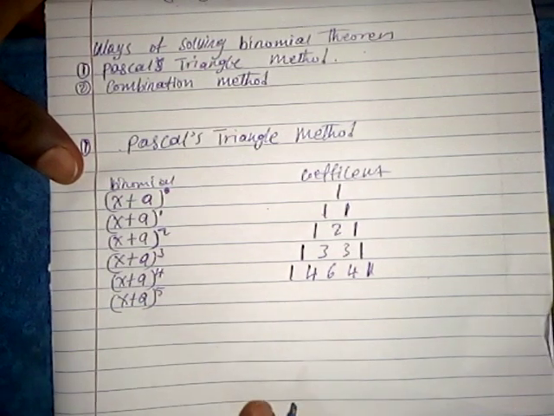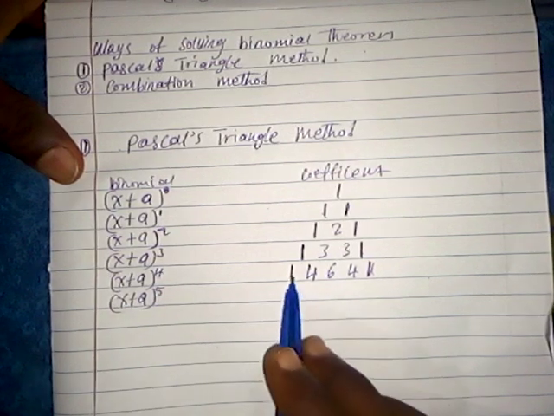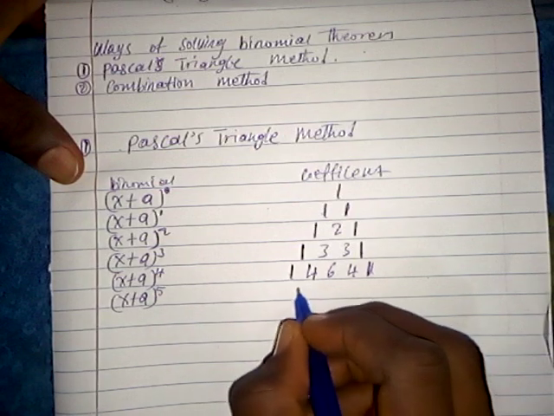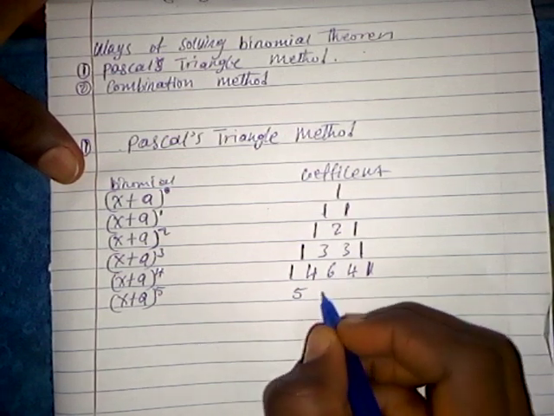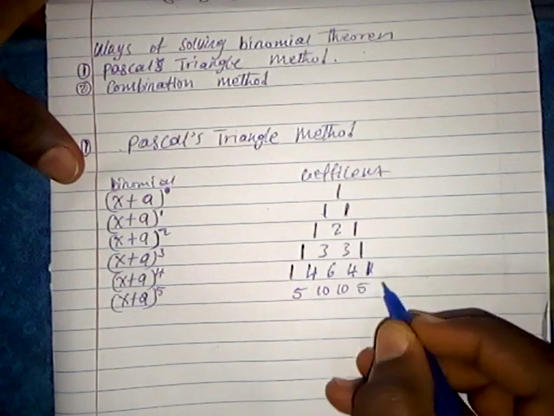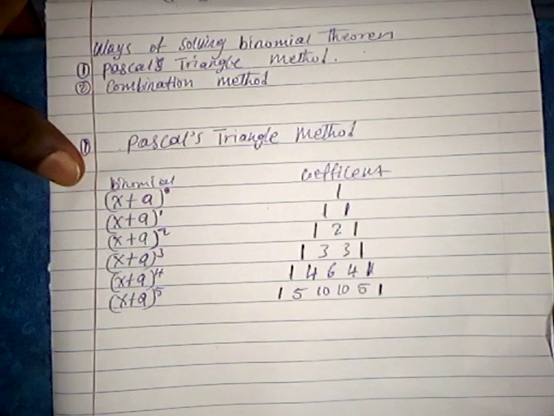So, x plus a raised to the power what? 5. Right? How are we going to get the binomial of power 5? What should be the coefficient? You add the previous one. 1 plus 4 is going to give you what? 5. 6 plus 4 is going to give you what? 10. 6 plus 4, 10. 1 plus 4 is going to give you 5. The rule says they must start with 1 and end with 1.